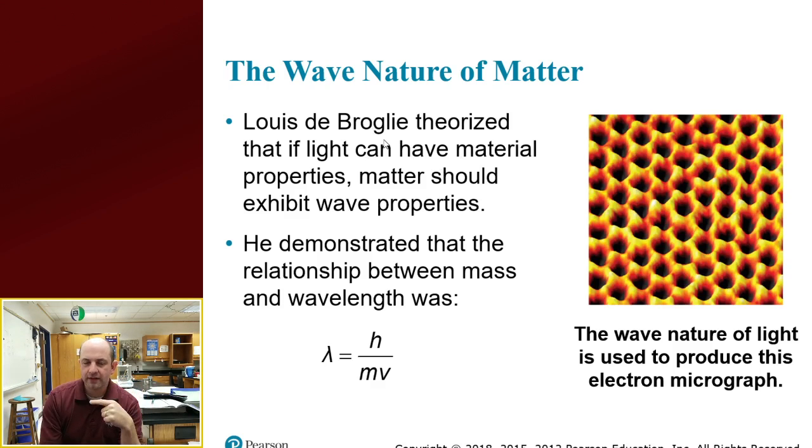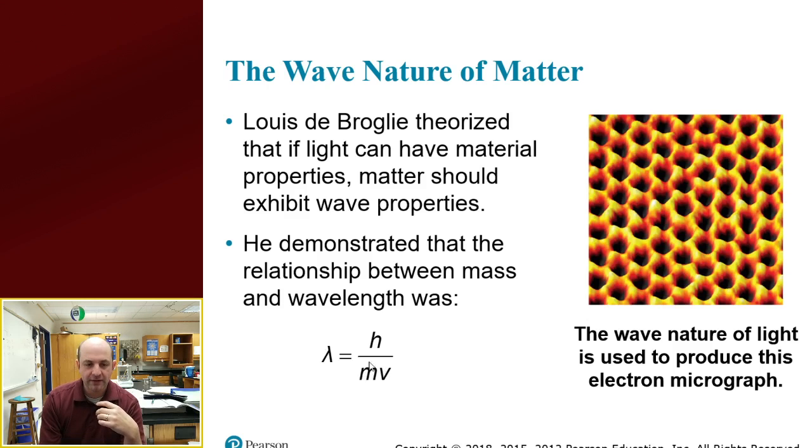He said, well, wait a minute. If light can act like particles, maybe particles can act like light and be like a wave. And so he came up with this pretty simple equation that says the wavelength of a particle is equal to h, that same Planck constant again, it shows up lots in this chapter, divided by the mass of the particle times its velocity. Well, mass times velocity is momentum. So he was saying, hey, I can relate the wavelength of a particle to its momentum.